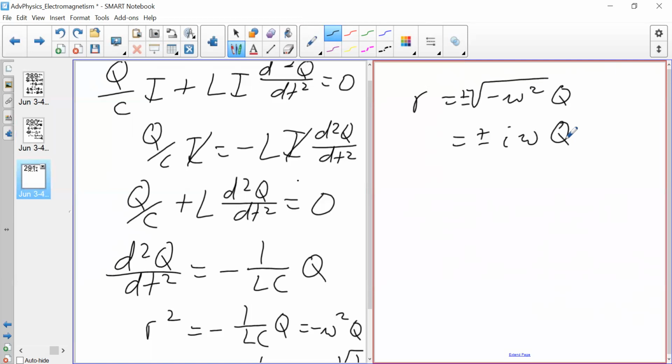There's a simple reason why we don't take the square root of q. We're taking the square root of those substitution variables. So we leave q outside of everything. Substitution variables are r and omega, where omega is the square root of 1 over LC. So if r squared is d squared q over dt squared, then r is dq dt. So it's plus minus 1 over the square root of LC times q.